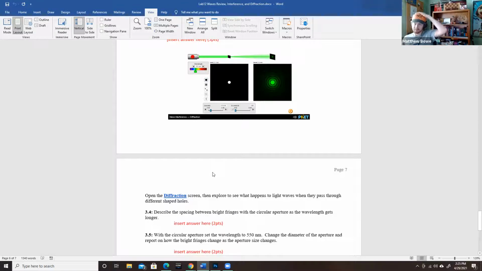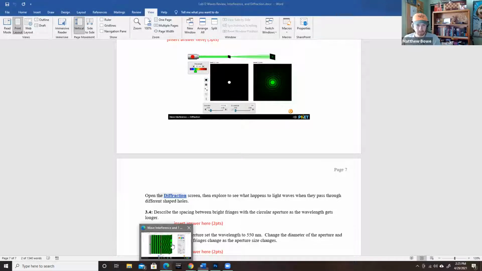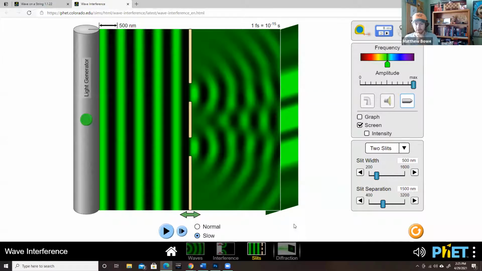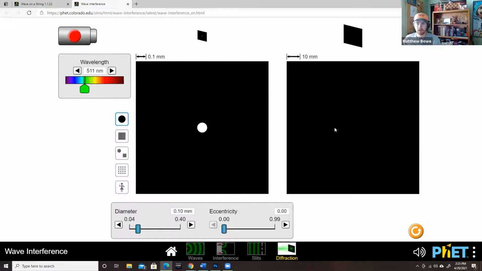This is just some observation. Right, so diffraction screen. Okay, after we're done with this part, we'll go to diffraction down at the bottom. And you can kind of see the setup at the top. There is this laser over here in the top left.